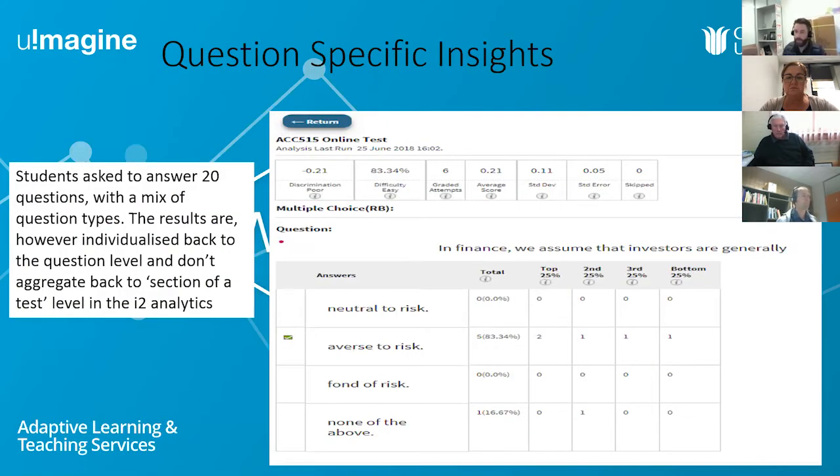But drilling down here again into deriving some question-specific insights into what's going on in this particular test. So I've just chosen one question here, which was out of the bank of questions. Students were asked to answer 20 questions, and in this environment, the analysis is conducted on an individual level.